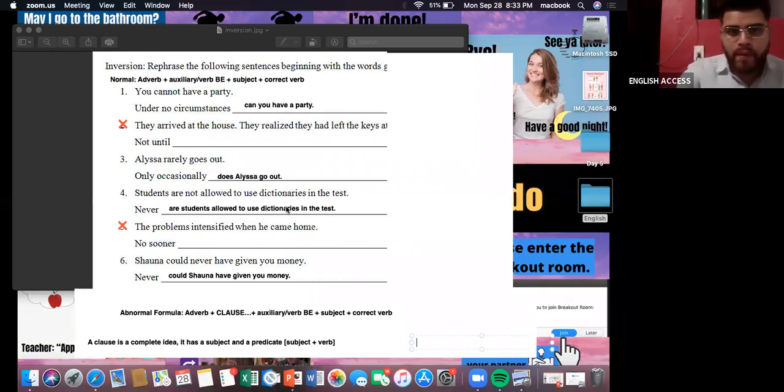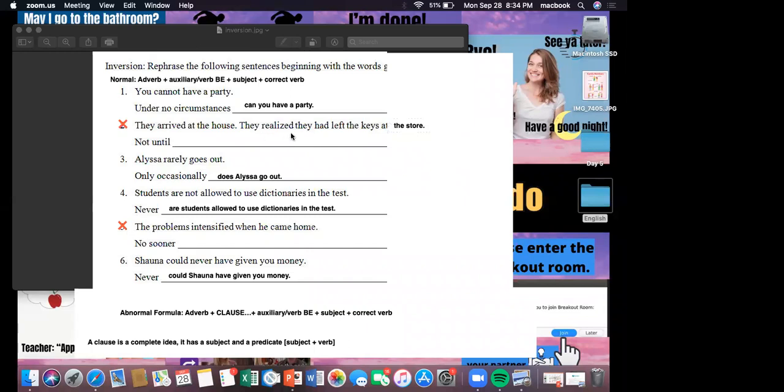Now, what does this mean? And when do I use these? Well, I have a list of when you're going to use the abnormal formula, but no sooner and not until are good examples of when to use it. And I see that number 2 is kind of not complete.